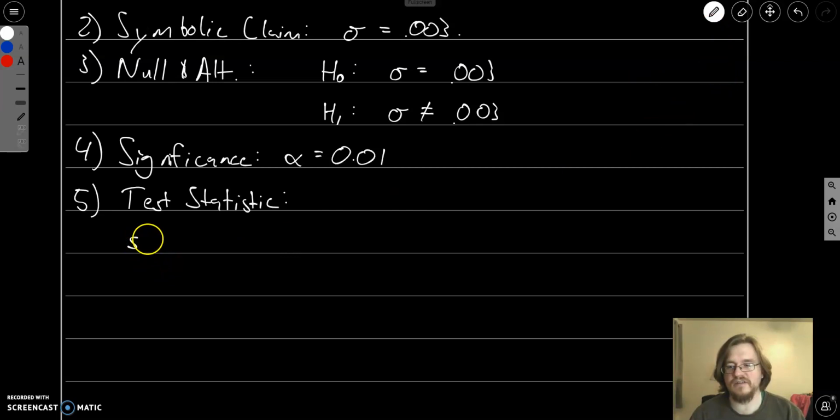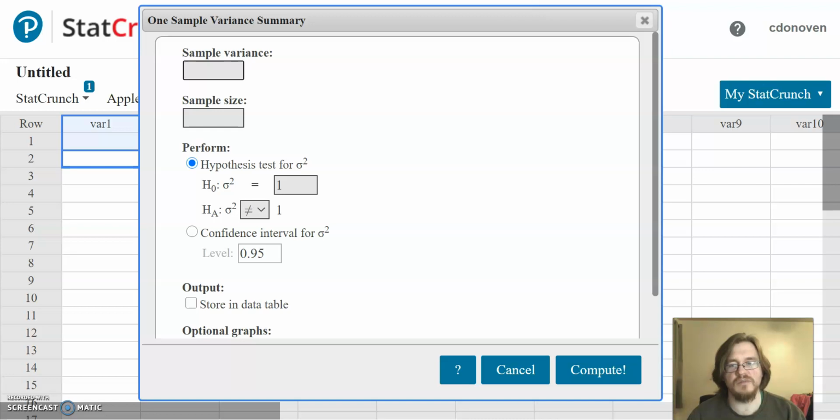So our sample standard deviation was 0.0035. So our sample variance is just this squared. And if we plug this into a calculator, we will get 0.00001225. So pretty small number, but this is the variance. So we can type this number in. Our sample size, there were 29 sprockets tested. And then we need to write our hypothesis test down.